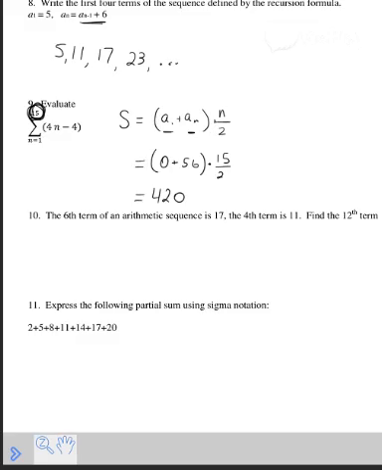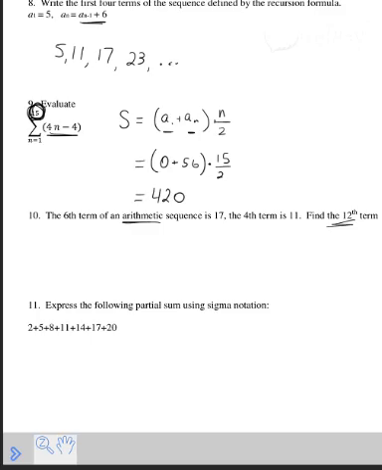Okay, number 10, the sixth term of an arithmetic sequence is 17, the fourth term is 11. Find the 12th term. Now, key is that the sequence is arithmetic. Arithmetic sequences can be modeled with a linear function. Like this one here, 4n minus 4, that's a linear function. That means it's a straight line.